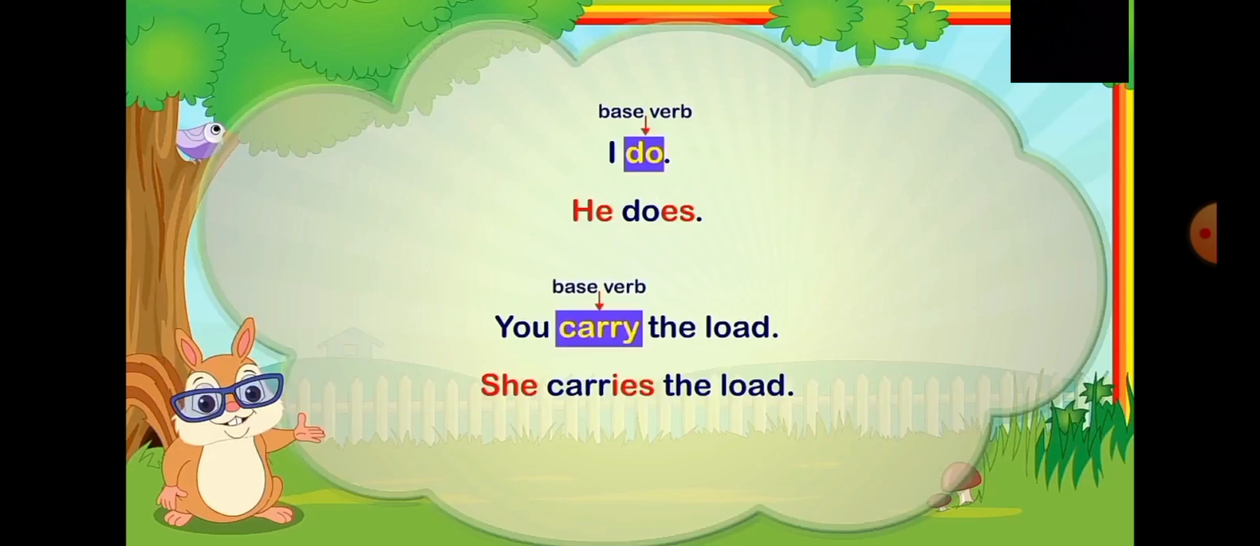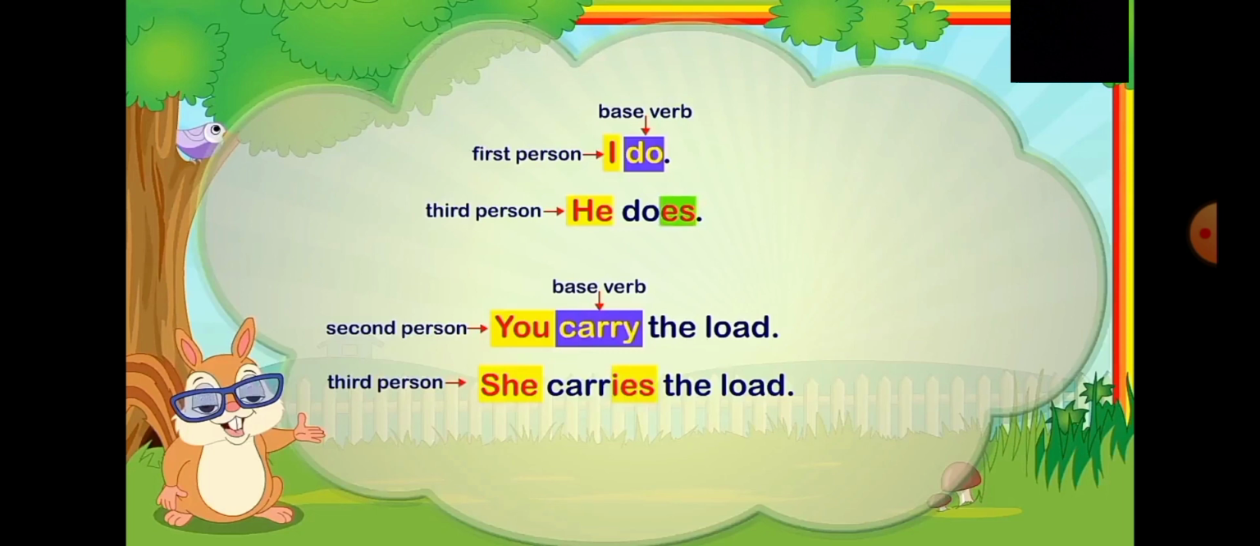So, he does. He is third person. So, do will become does. We have to add es to it. In the same way, in the second sentence, you carry the load. Now, you is the second person. So, we have used the base verb as carry. We have not made any changes in the base verb. But as it becomes a third person, when it becomes she carries the load, we have to add ies at the end.